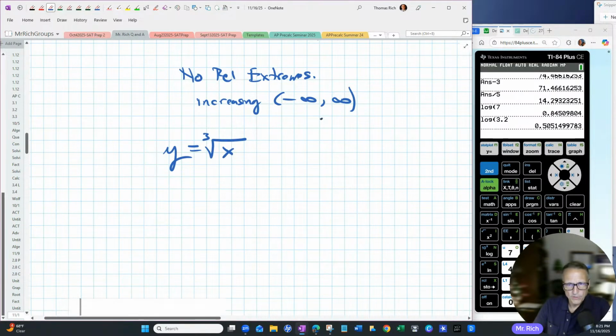Cube root of x functions take on this characteristic shape. They have what we called a point of inflection at the origin, and then they went like this, and then they came out like this. And that's a bad picture there coming in.